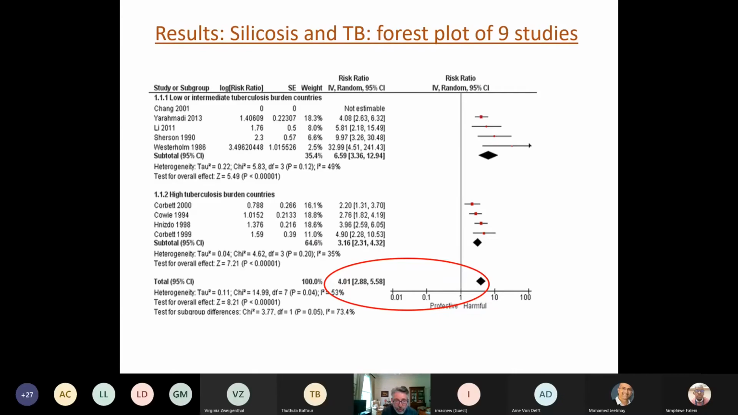However, we concluded from this that there was a strong and relatively consistent association between silicosis and tuberculosis. Although high TB burden countries had a much higher relative risk than the low tuberculosis burden countries, in fact, it wasn't statistically significant.